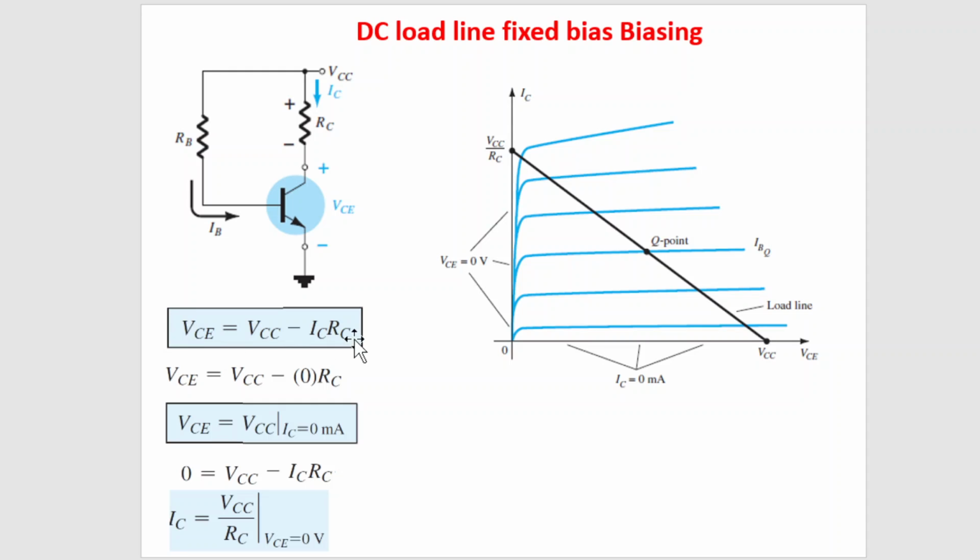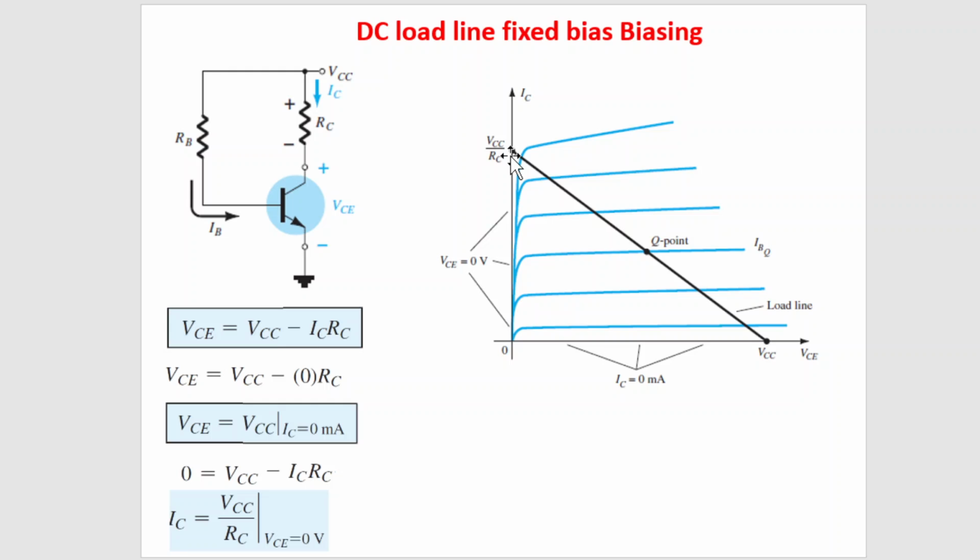And this equation can be written in the form y is equal to mx plus c, as I have explained earlier. We assume IC is equal to 0, which will give the VCE, and another condition, if we assume VCE is equal to 0, that will give the IC. So when IC is equal to 0, VCE is equal to VCC, that is the cutoff point, on the x-axis. Similarly, for VCE equal to 0, IC is equal to VCC upon RC. So this is another point.